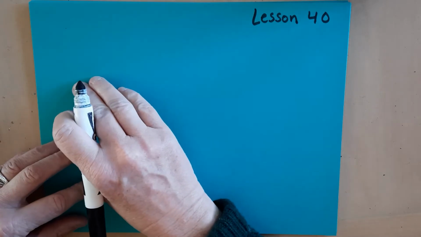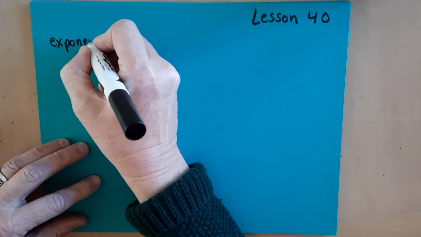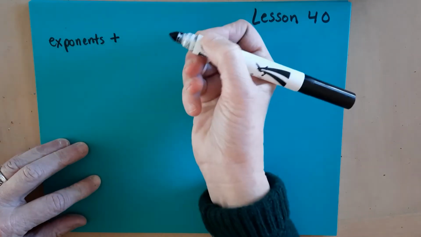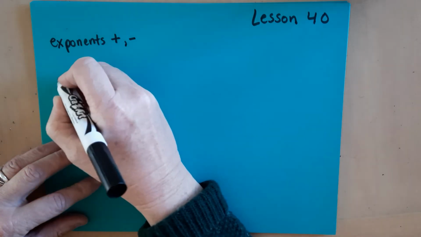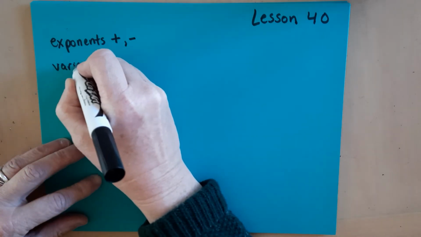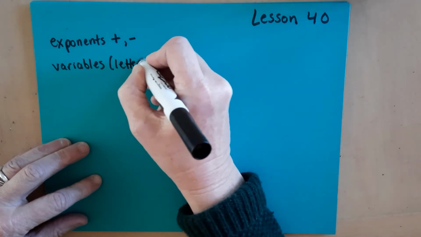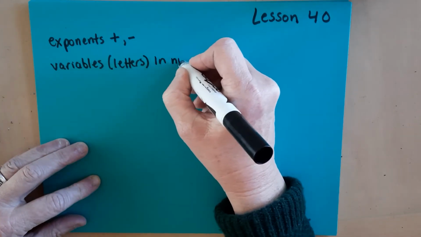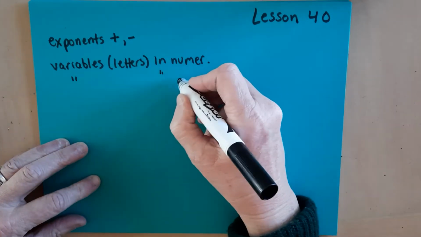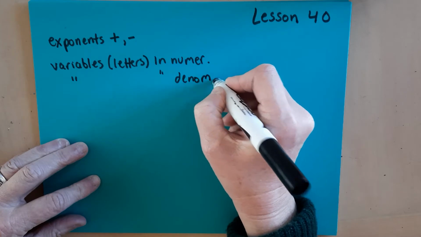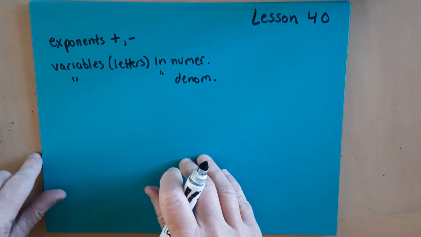Sometimes they'll ask you to write all the answers with the exponents as positive. Sometimes it may ask for the exponents to all be negative. It may also ask for your answer to have all the variables in the numerator. The variables are the letters. And sometimes it will ask to have all of the variables in the denominator. So not only do you have to pay attention to what the answer to the problem is, but you have to write it in the way that they're asking.